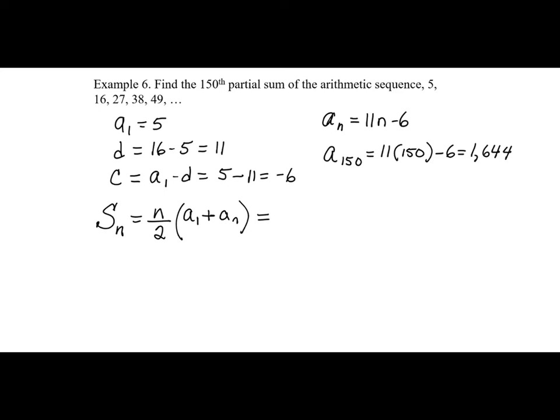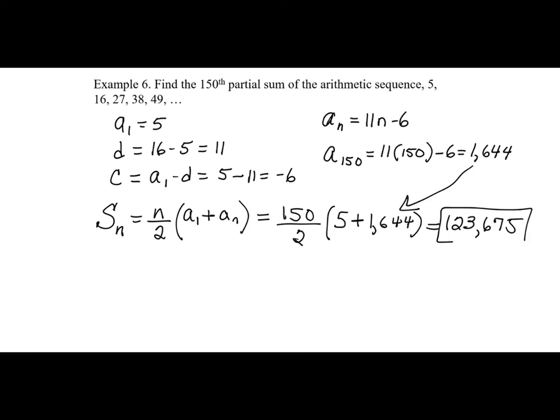So I have 150 terms in this sequence, and I'm going to divide it by 2, and I'm going to multiply it by the first term, which I know is 5, plus the last term I just found to be 1,644. And when I simplify this all the way, I wind up getting 123,675 as my sum of terms.